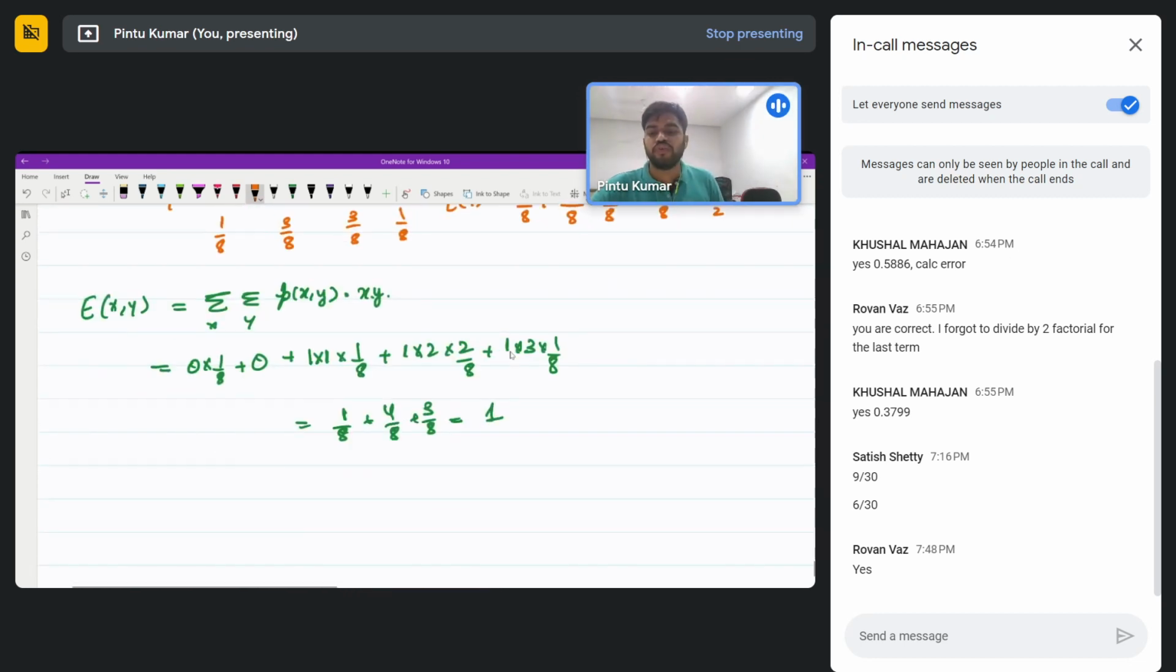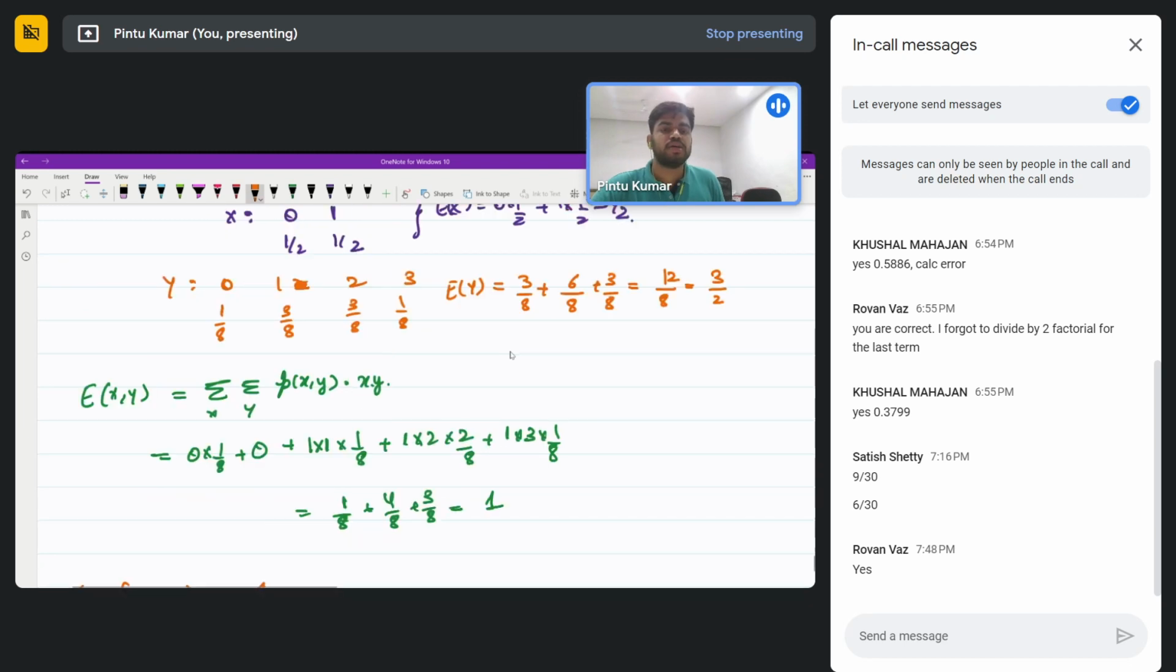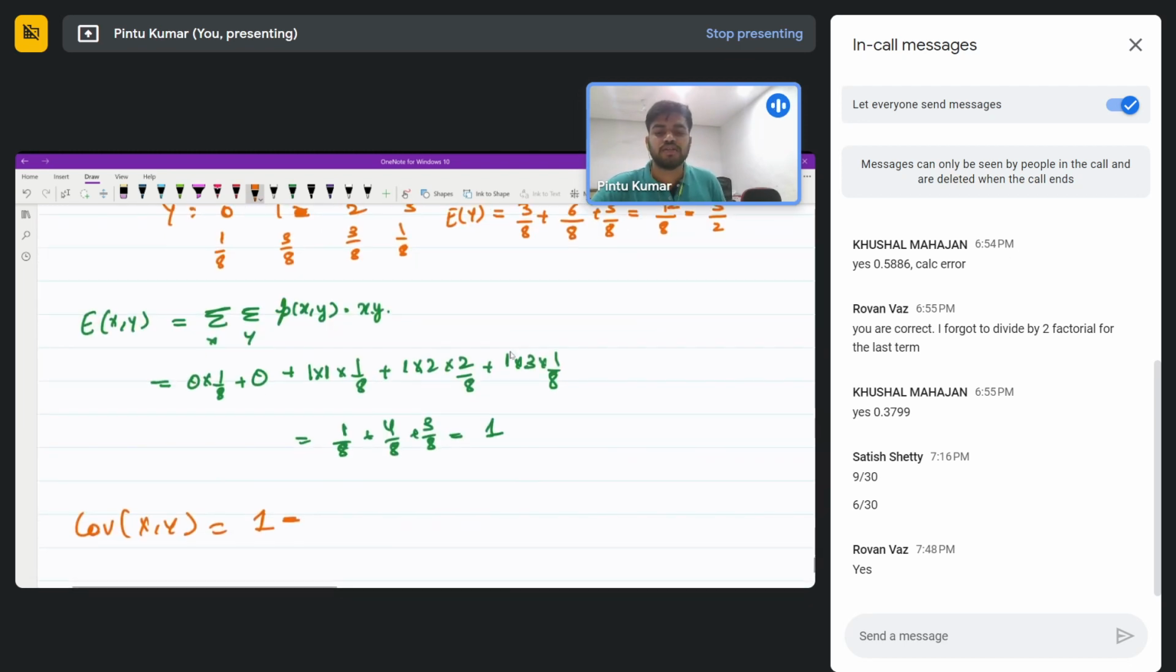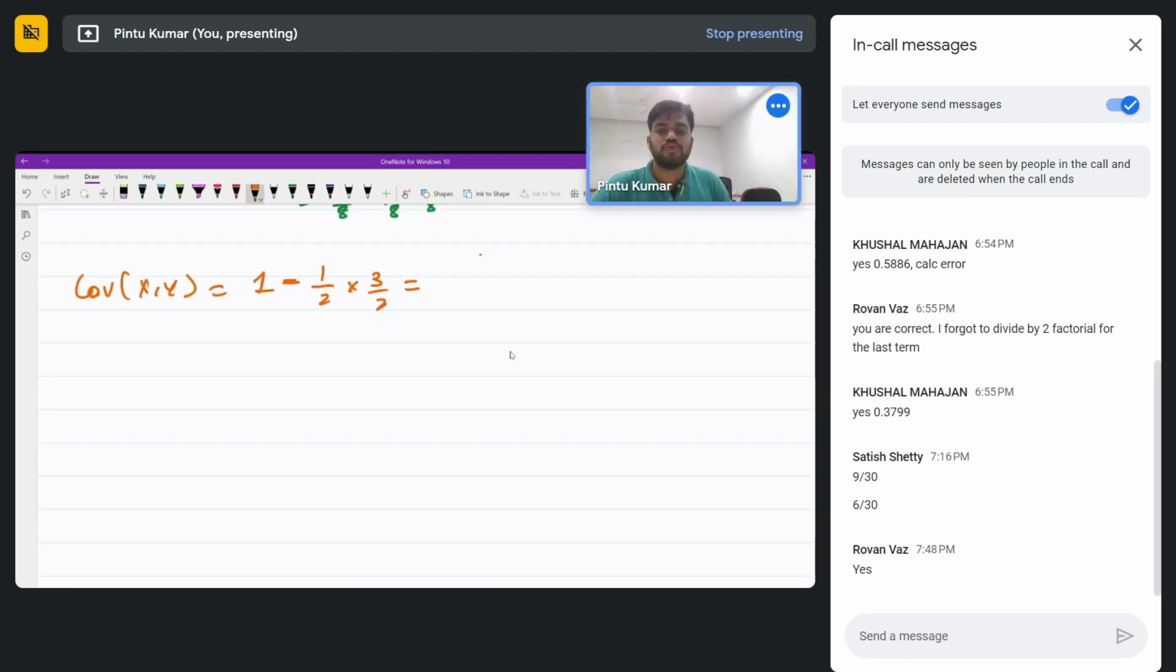So now what is your covariance between x and y? This is expectation of xy, that is 1, minus expectation of x into expectation of y, which is your 3 by 2. So 1 minus 3 by 4 is nothing but 1 by 4.